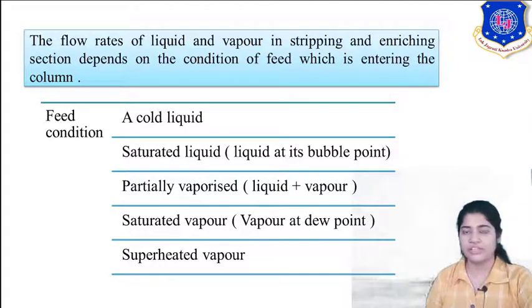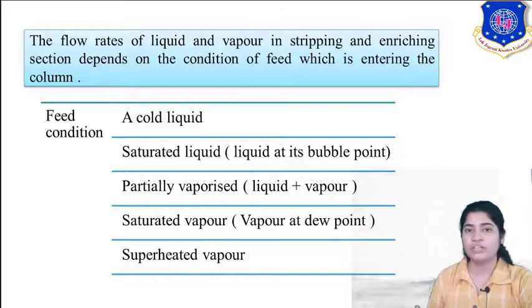Fourth is your saturated vapor. Saturated vapor means your feed is totally vapor, not a single drop of liquid is present. It means it is at its dew point. Slight cooling will result in its condensation. A slight change in temperature or energy will result in phase change, same as saturated liquid. In saturated liquid, your liquid is on the verge of converting into vapor, whereas for saturated vapor, your vapors are on the verge of converting into liquid.